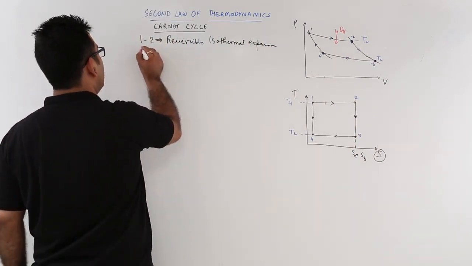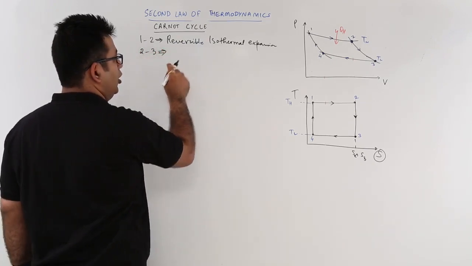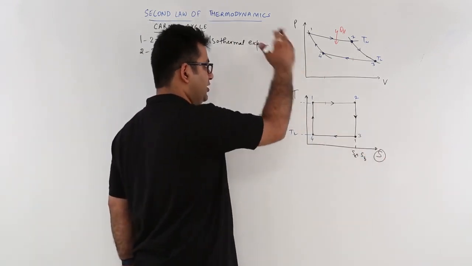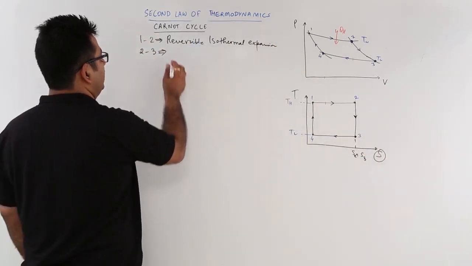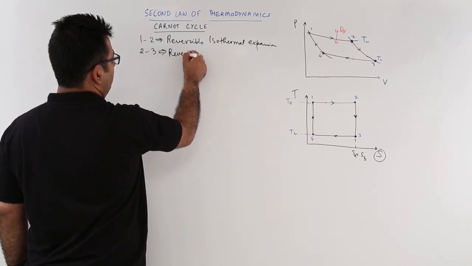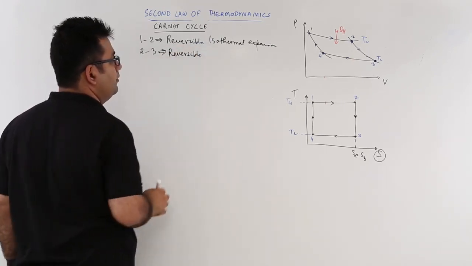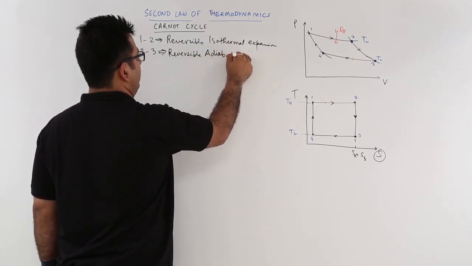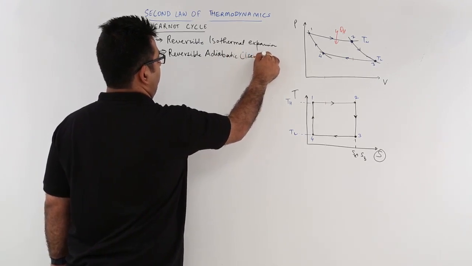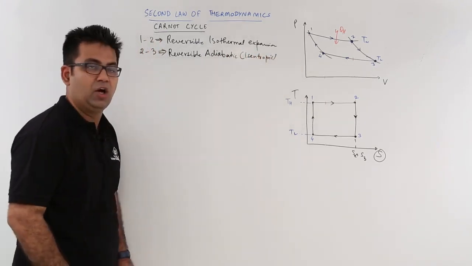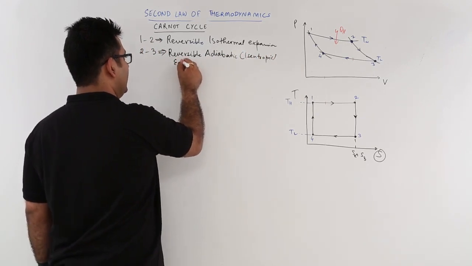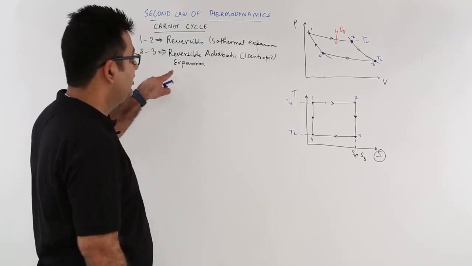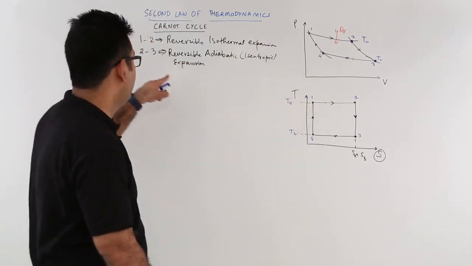Then we come to process 2, 3. Now all the processes in this cycle are reversible. This means they can be retraced exactly to their initial state. This is reversible adiabatic. Reversible adiabatic means it is an isentropic process, same entropy. Again it is expansion, you can see that. In this there is no heat interaction because it is an adiabatic process.